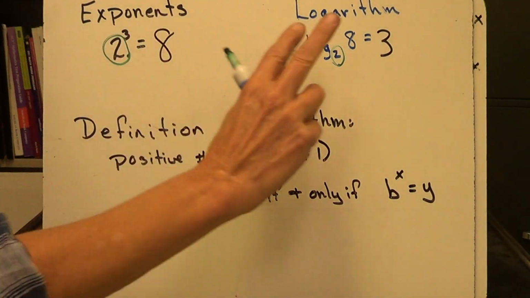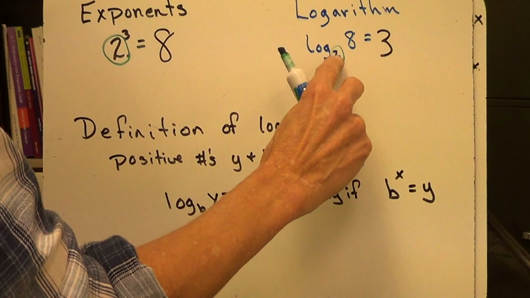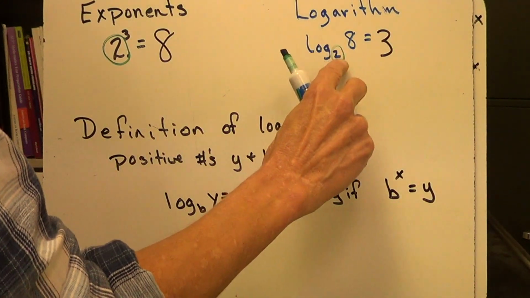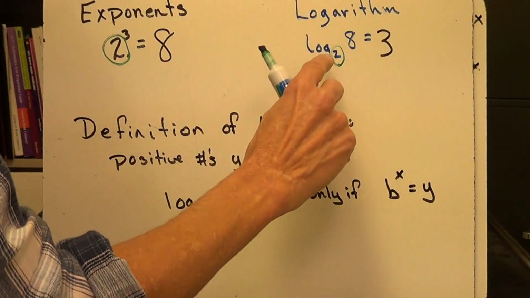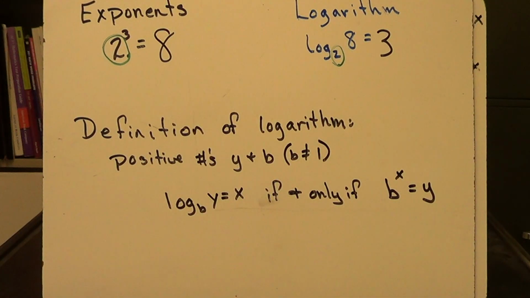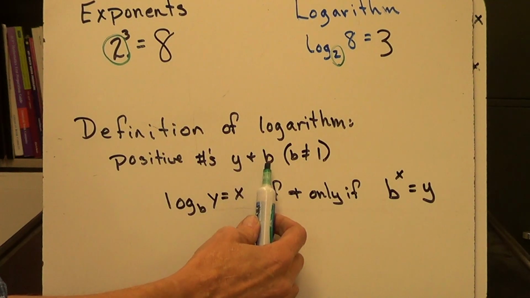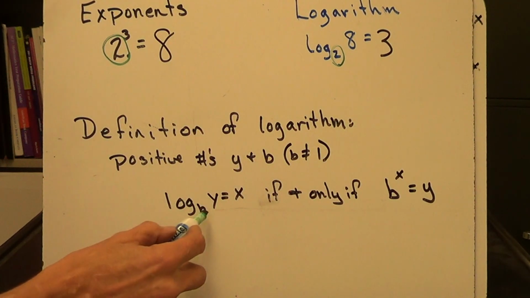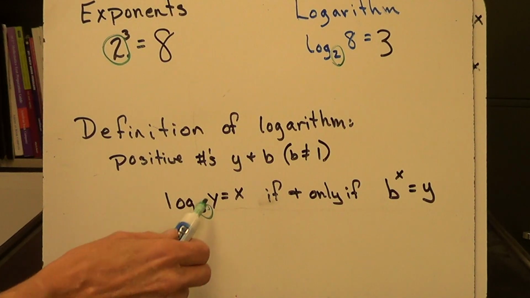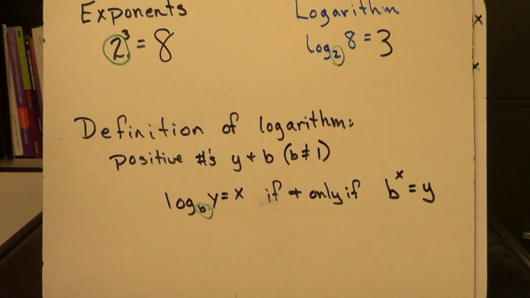So flip your x and your y, and you say log 2 of 8, you're asking how many multiples of 2 do you need to get 8? Here's the definition. Positive numbers y and b, where b is not equal to 1. There's the base. Log base b of y equals x if and only if b to the x equals y.